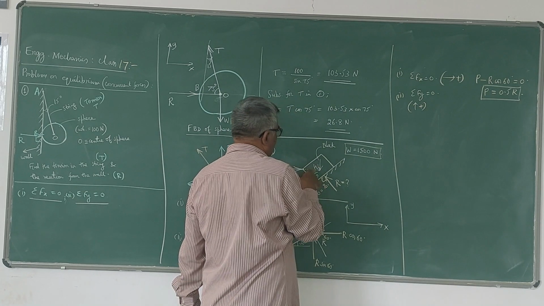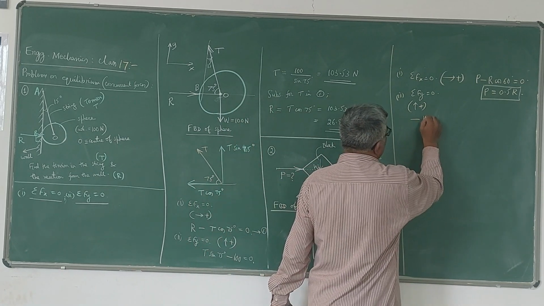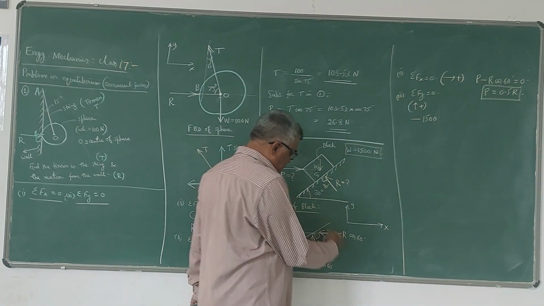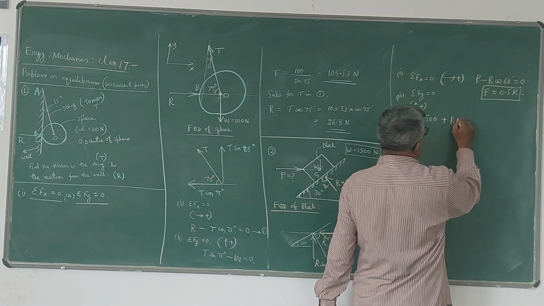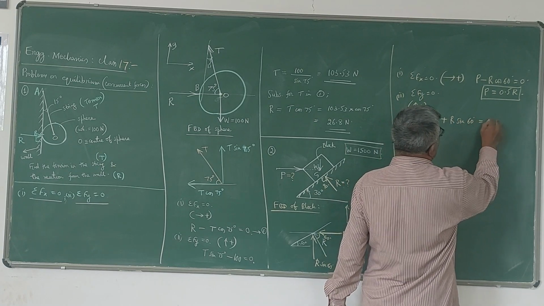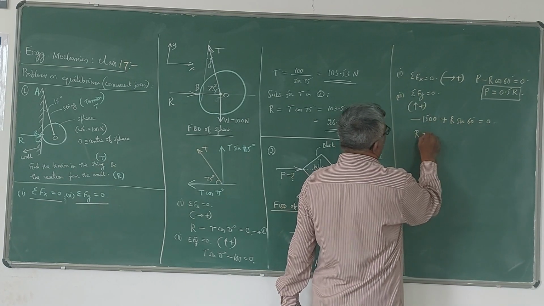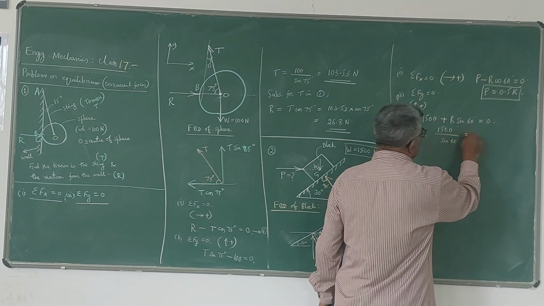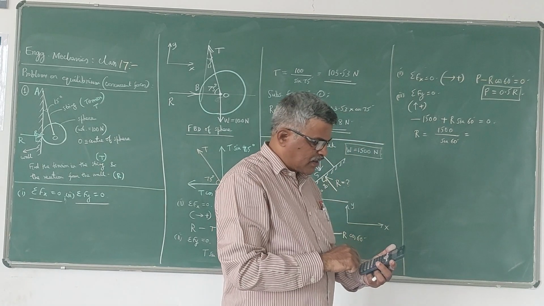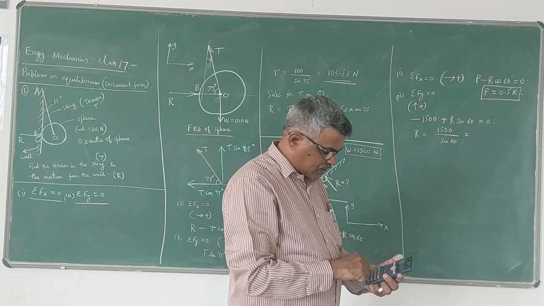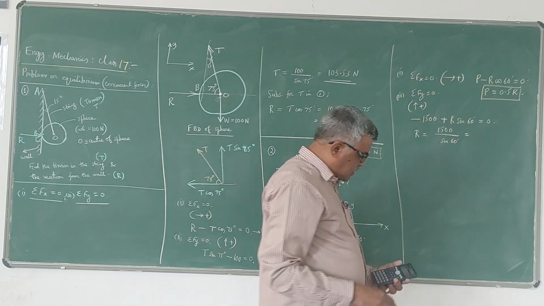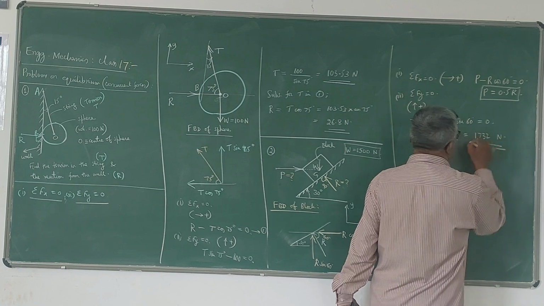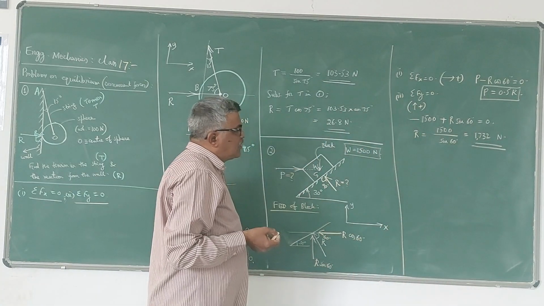Then sigma Fy = 0, taking upward forces positive. P doesn't have any vertical component. W has minus 1500 because it is acting downwards. And this R component is plus R sin 60, is equal to 0. I think this is the best, easy. From this you can get R. R is equal to 1500 divided by sin 60, and you are going to get 1732 Newton. So this is the reaction from the inclined plane on the object.